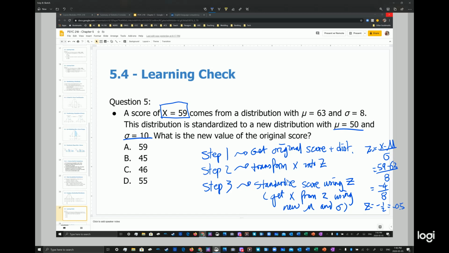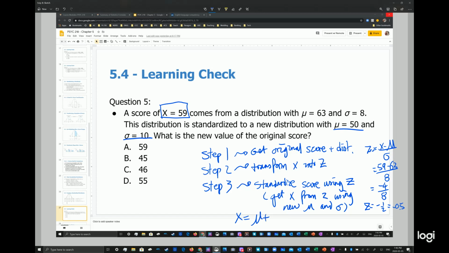Now we need to standardize the score using the z-score that we got. In this case, we know where the mu is and we know the location. It's below the mean. Therefore, we expect the new x to be below 50, right? And now we need the multiplier. That's our z-score with the standard deviation of 10.